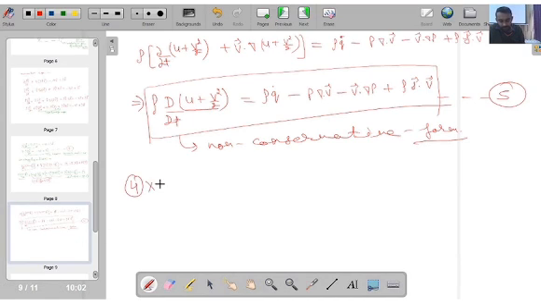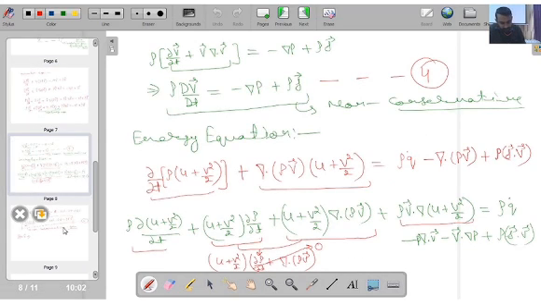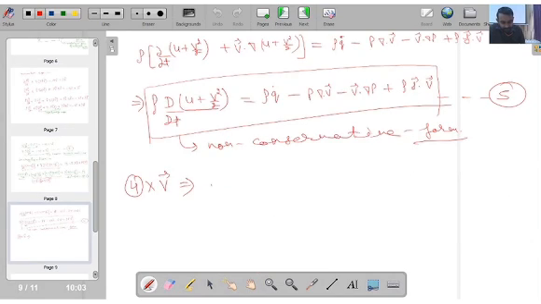So now I will multiply equation number 4 with the v vector. If I multiply equation 4 with v vector, what will I get? I will get rho v vector dot d v vector by dt equal to minus v vector dot gradient of p plus rho times v vector dot f vector. Okay, so this is my 4 into v vector.